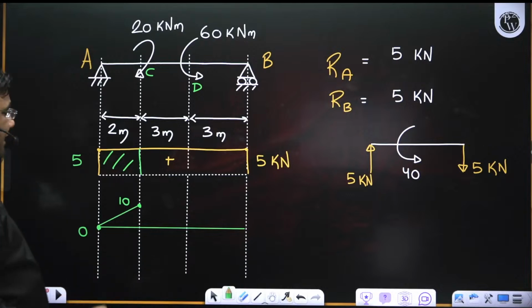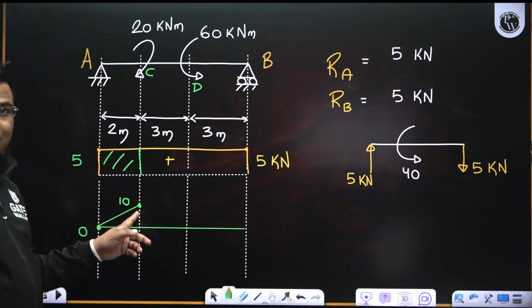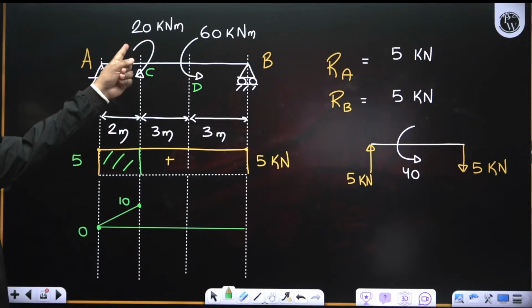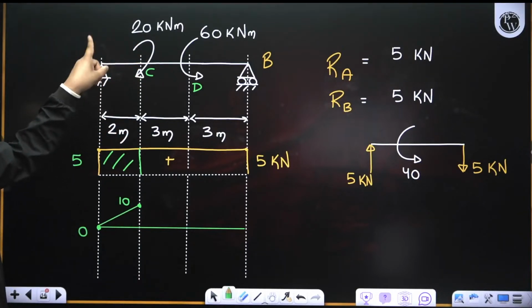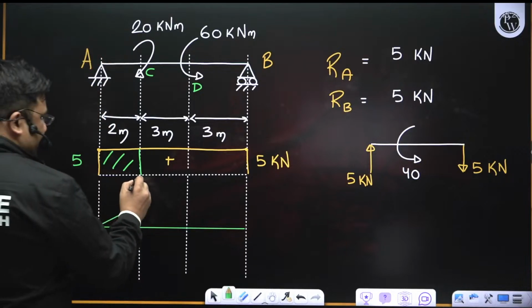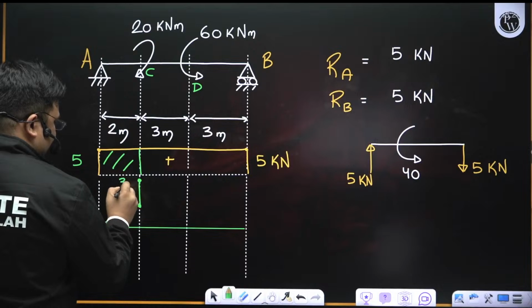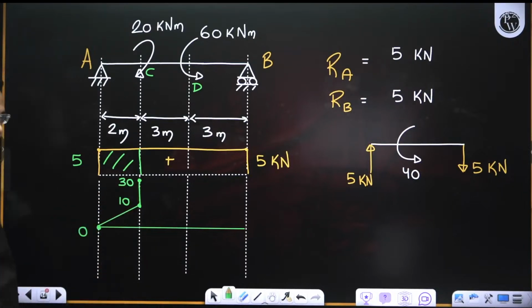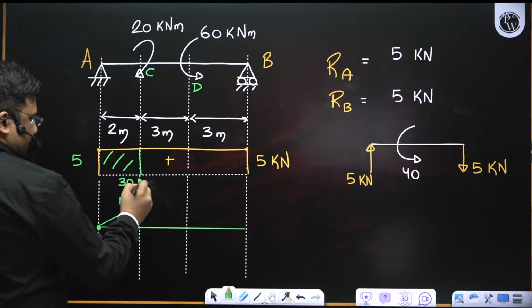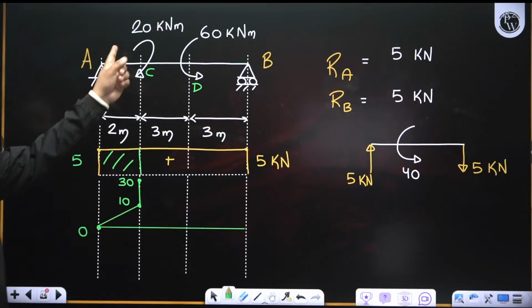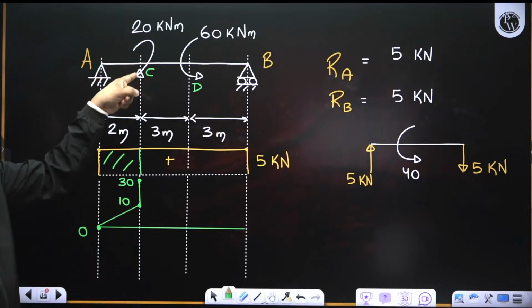Now see interestingly what will happen here. It is 10, but there is a clockwise moment of 20. So the clockwise moment of 20 makes a sudden jump, right? So here the bending moment will actually be 30. Actually you have to report 30, because there will be a sudden jump as soon as C is reached, because there is a clockwise moment.